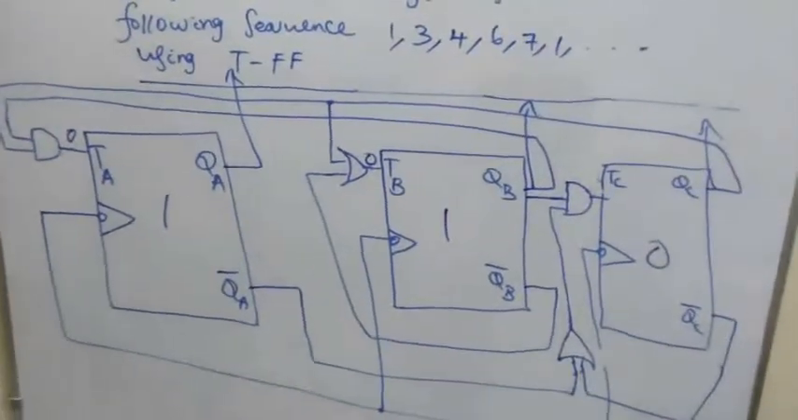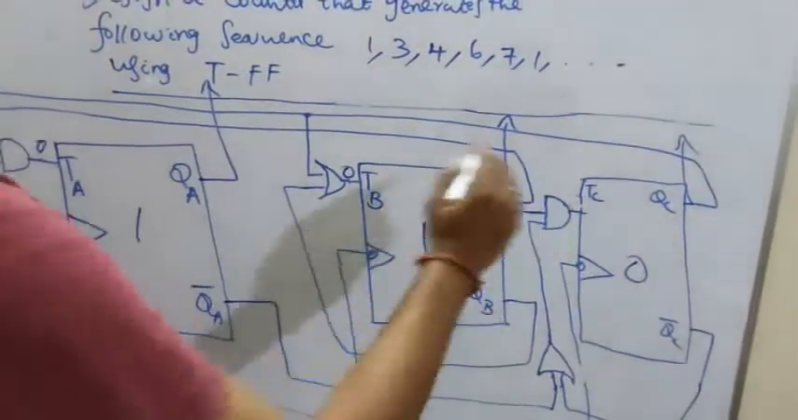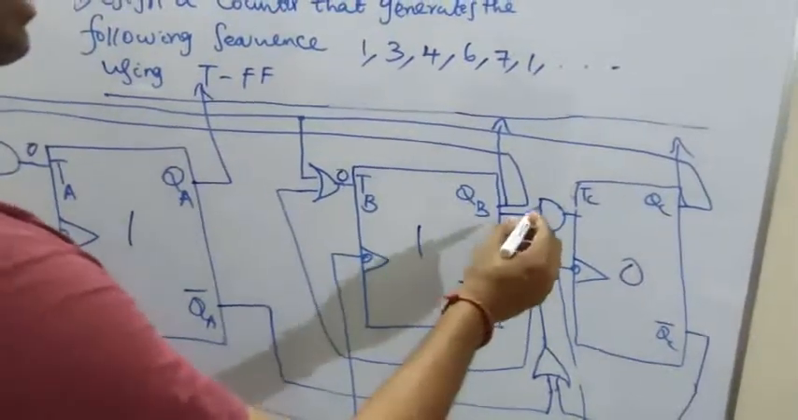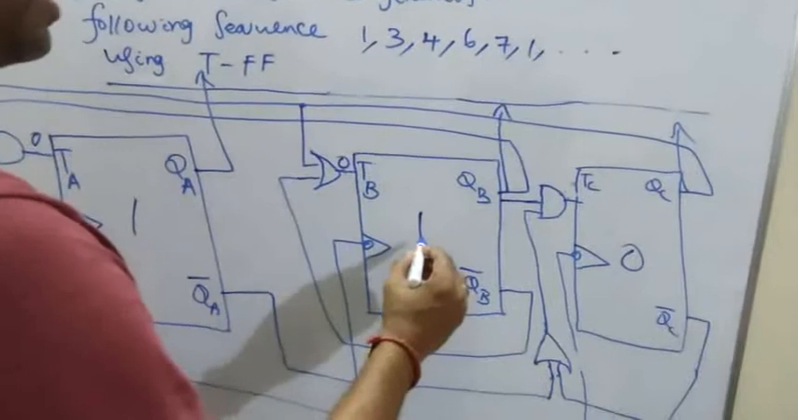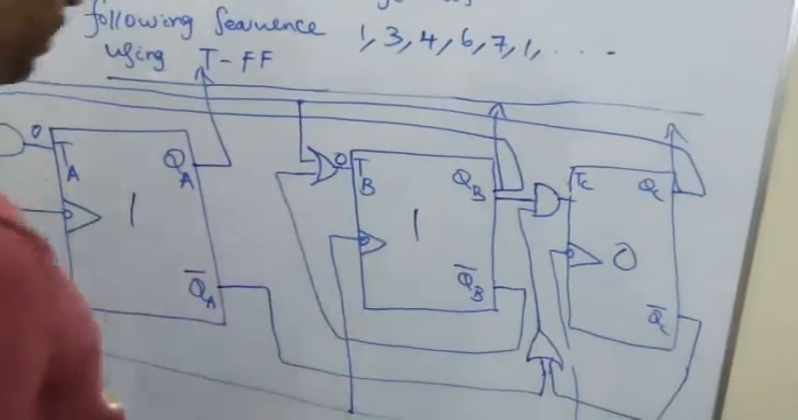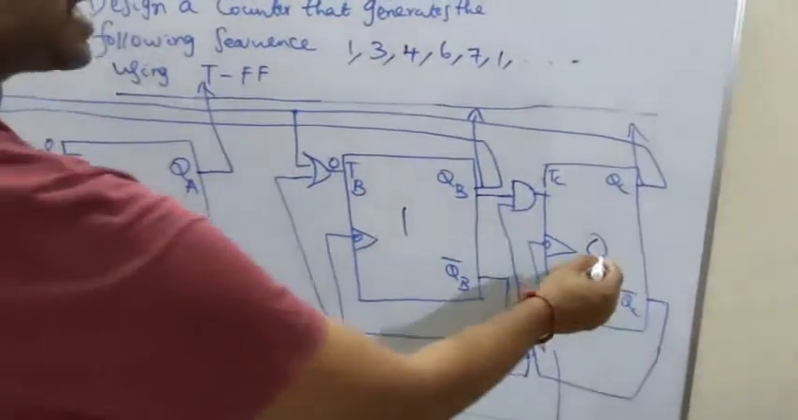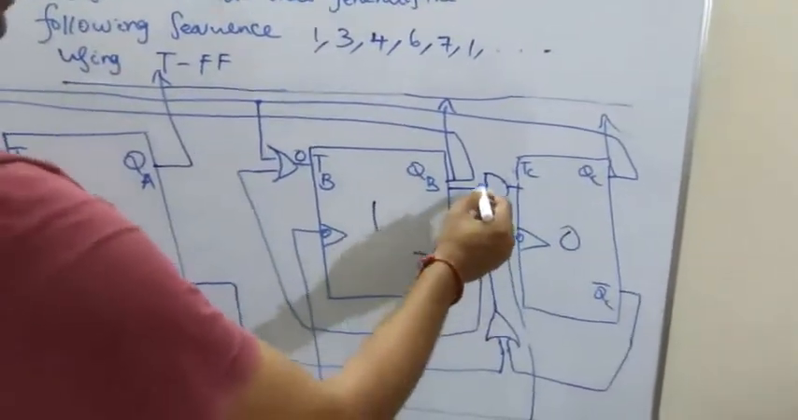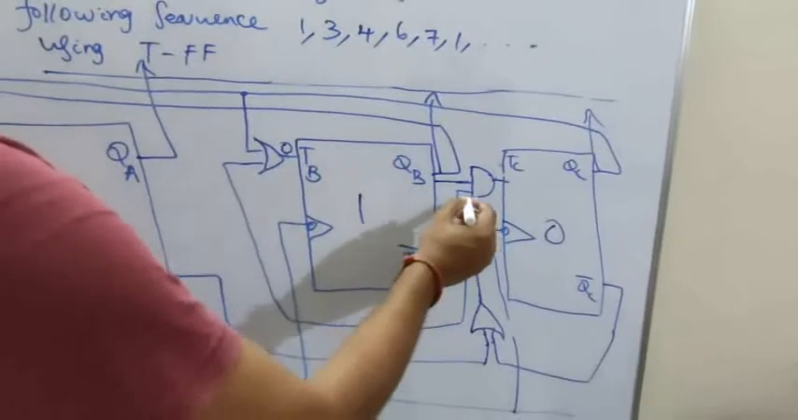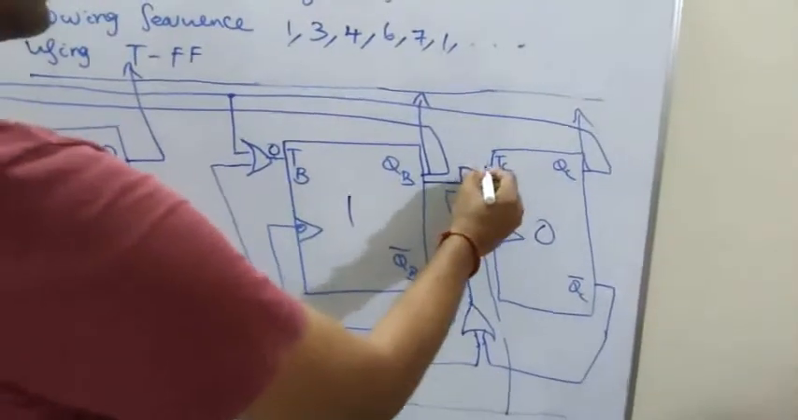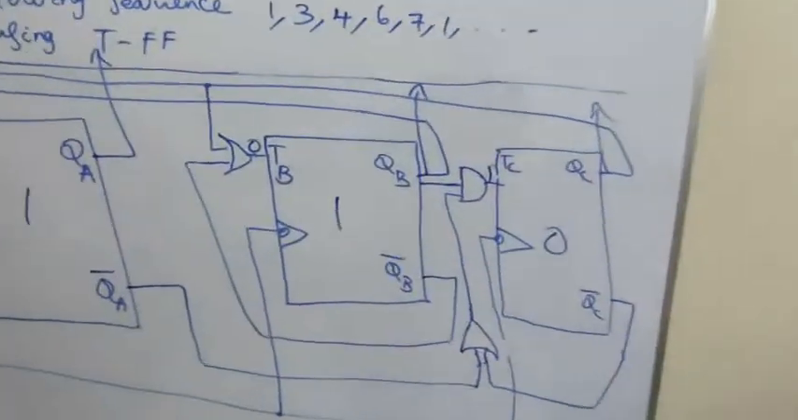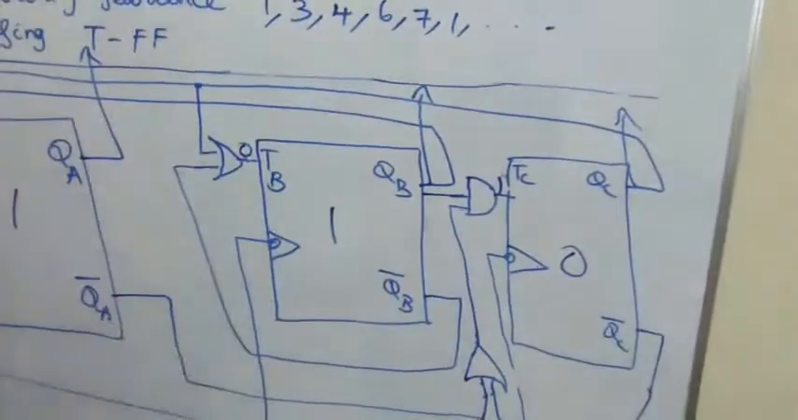Okay. What about TC? TC is B into A dash plus C dash. B is 1. A dash becomes 0, but C dash is 1. So what will happen? Both the inputs of the AND gate become 1, so the output of the AND gate is 1. So the input of TC is 1 now.